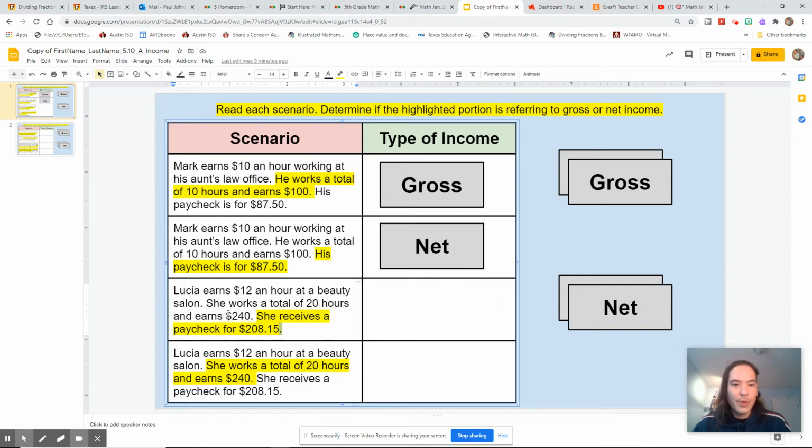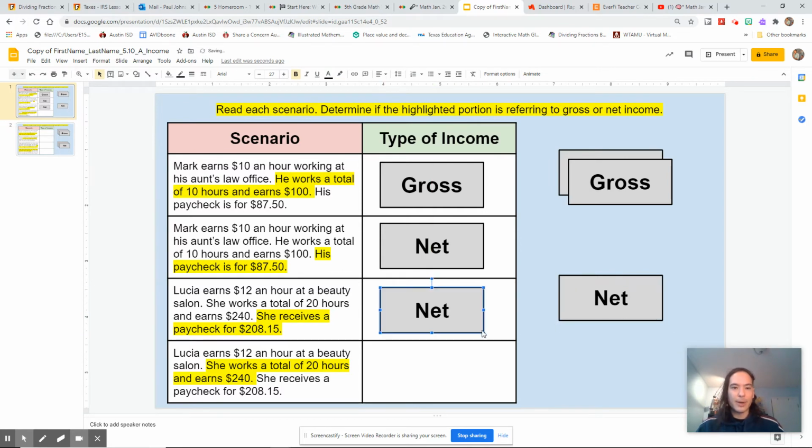All right. So gross is most. Net is less. The highlighted part has the number that is less. So that's net income. So if we wanted to find out the taxes, we could subtract $208.15 from $240. And that would tell us how much they paid in taxes.